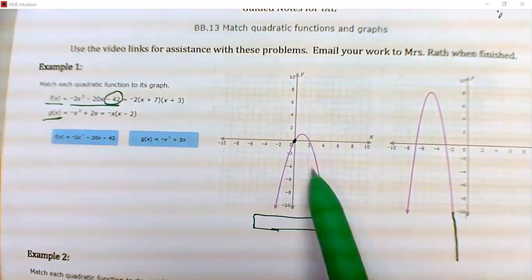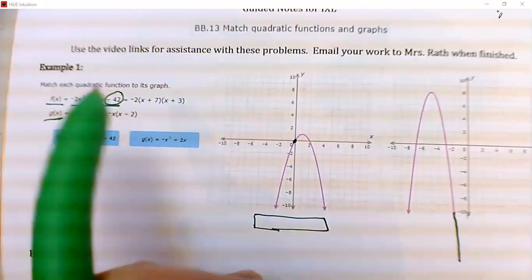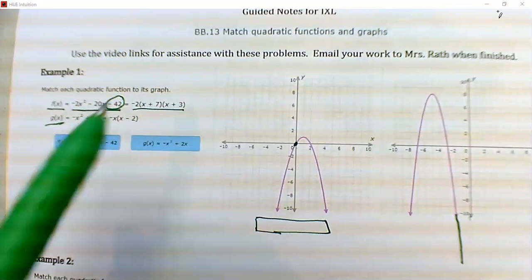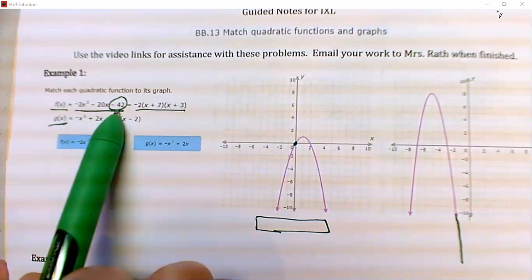So I'm venturing to say that this one is going to be f of x. Right here, they give us the factored form. So where does this negative 2 come from? Well, it's the greatest common factor of A, B, and C in standard form. So they factored out a negative 2, actually.